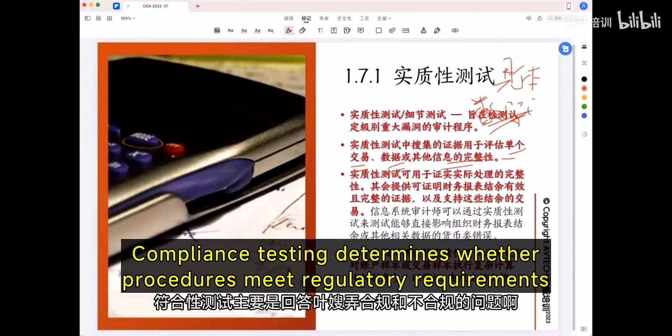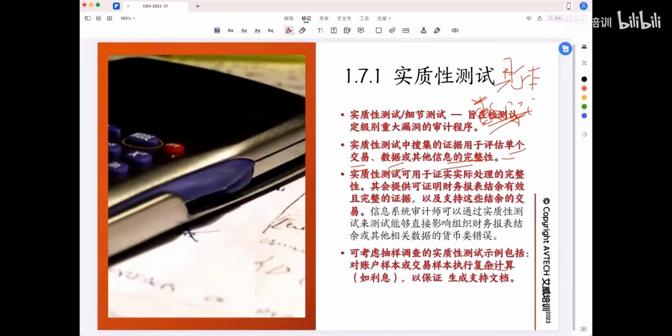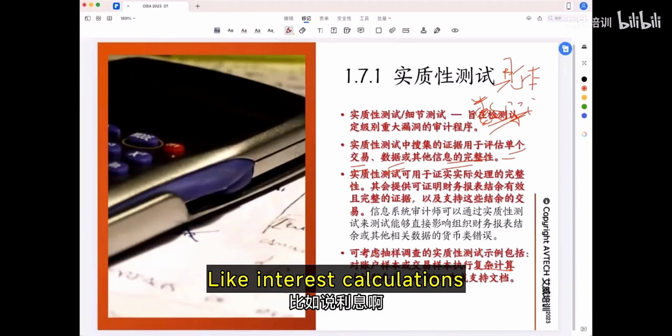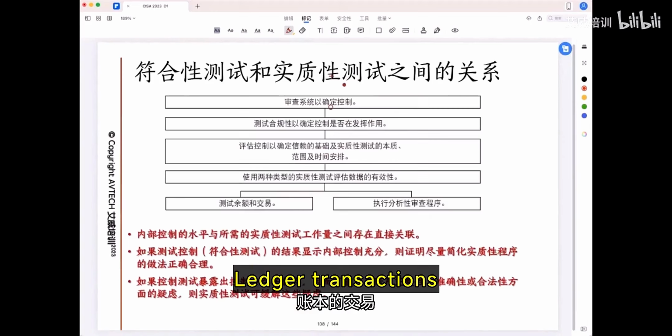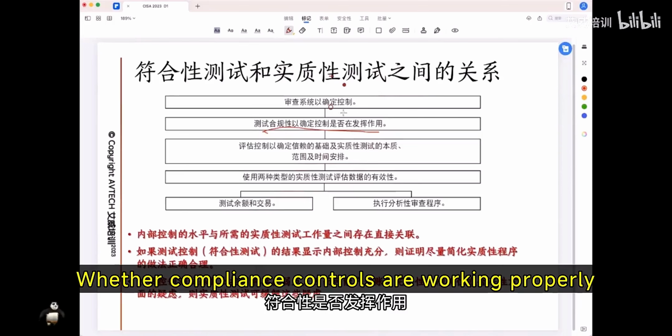Compliance testing determines whether procedures meet regulatory requirements. When it comes to substantive testing, it involves complex calculations, like interest calculations, and things like that. Ledger transactions. How these elements connect. Whether compliance controls are working properly.